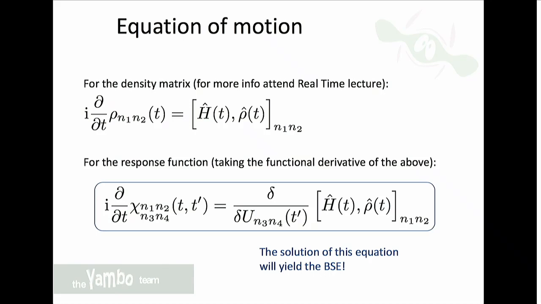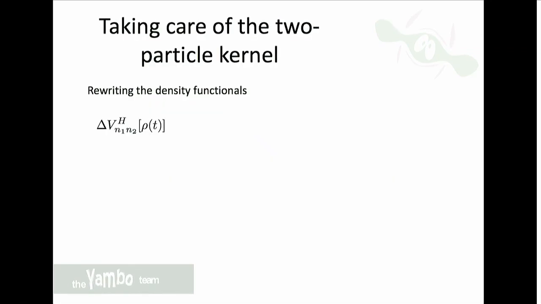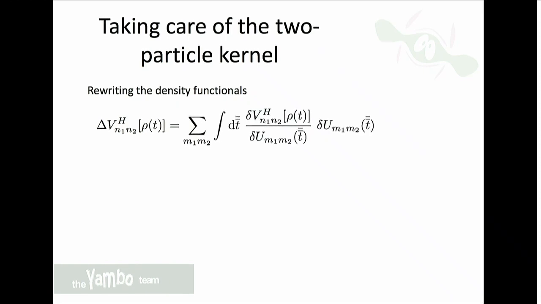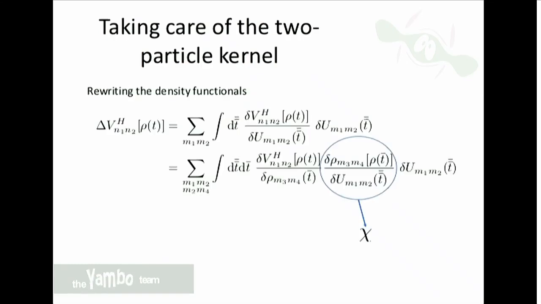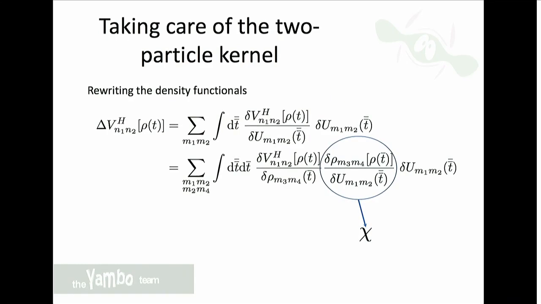And so our objective is to find an expression for this chi. What we have to do is to compute these commutators, compute this derivative, and then hopefully we will be able to compute absorption spectra. So in order to make this a bit simpler, we start rewriting some parts of this Hamiltonian, in particular these density functionals here. We can expand them first in the external field. So these are sums over states and so on. And then we can use the chain rule to expand again. And then we transform these into two derivatives, one with respect to the density matrix and one of the density matrix with respect to the external potential.